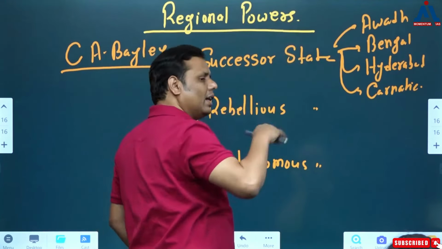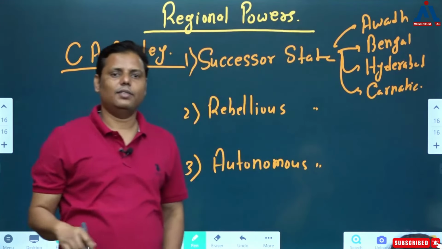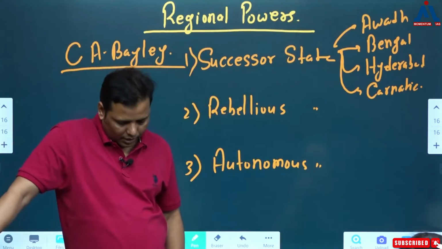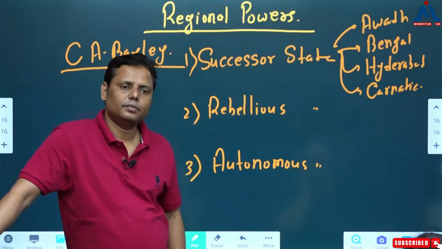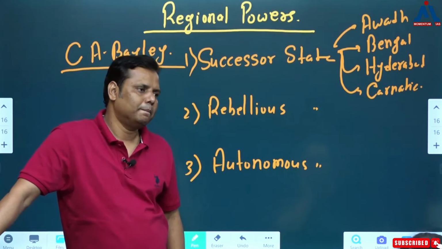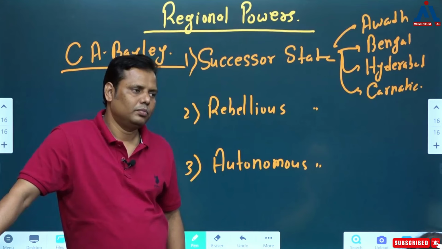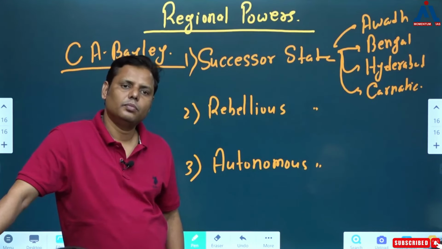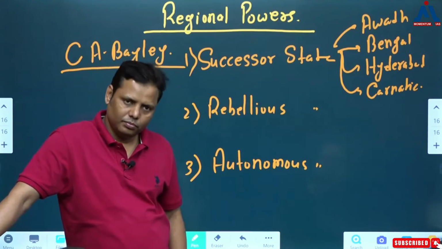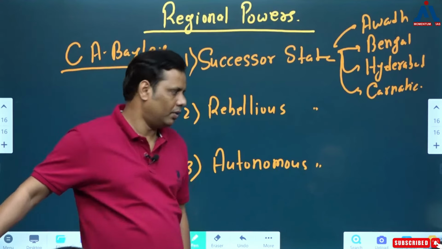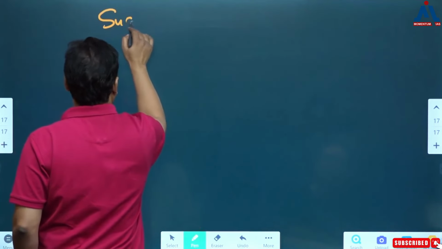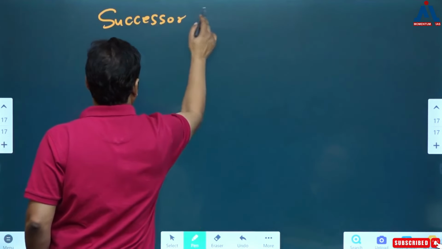Factually they are. Why are they being called successor states? That is a very important question. Because their governors came from the Mughal system. Correct. They were basically provinces of the Mughal Empire. Correct. They were succeeding the Mughal system also. Like, why are they being called successor states?